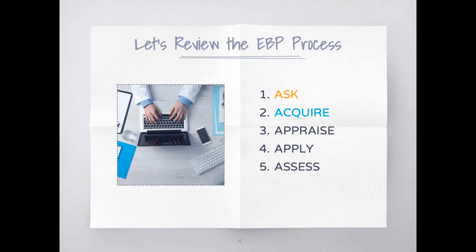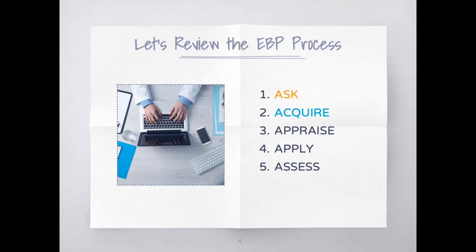Let's review the EBP process. Step 1. Ask. In this step, you will develop a focused clinical question by using the PICO framework. Step 2. Acquire. In this step, you will select appropriate resources and search the literature for evidence. Step 3. Appraise. When appraising evidence, you are critically reviewing evidence for validity and applicability. Step 4. Apply. Applying our evidence refers to implementing the findings with your patient. Step 5. Assess. Lastly, we assess the implementation by evaluating the results.